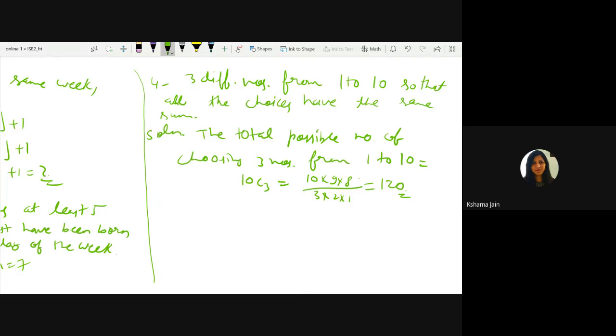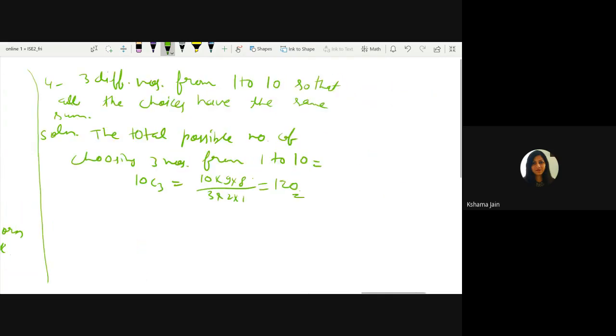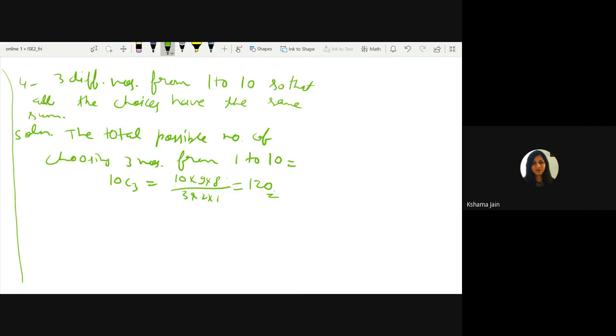Now we come to the question. What was the question? Choices have the same sum. See, they are asking any 3 numbers you are taking and you are finding their sum. Sum is addition. So we will see this sum. What are the possible sums? Out of 120, it's kind of impossible to find that. So what would we do? We will check first what is the possible least sum and what is the possible highest sum.